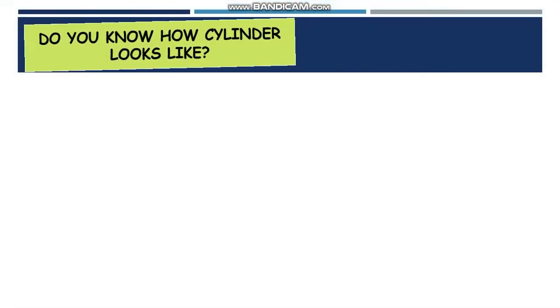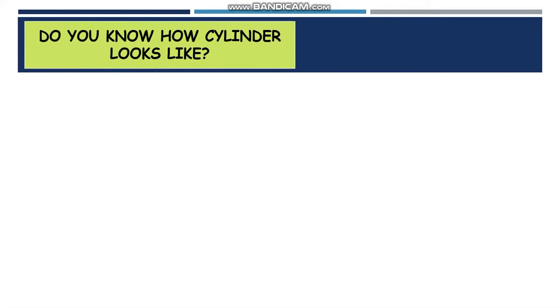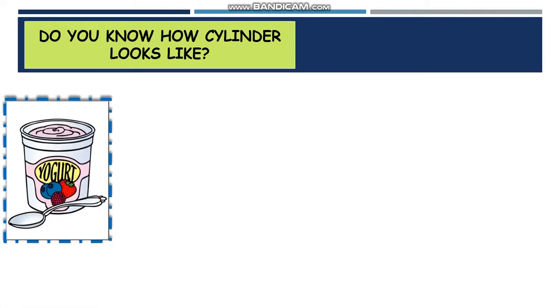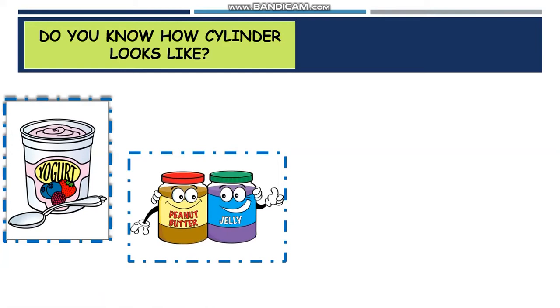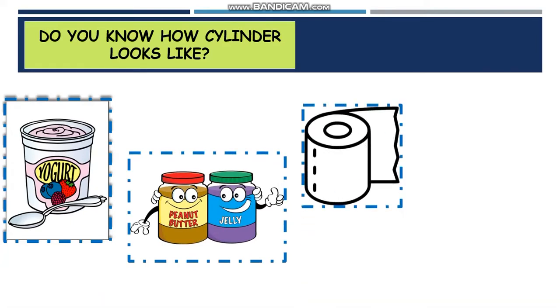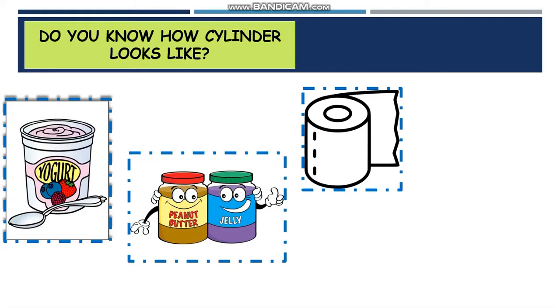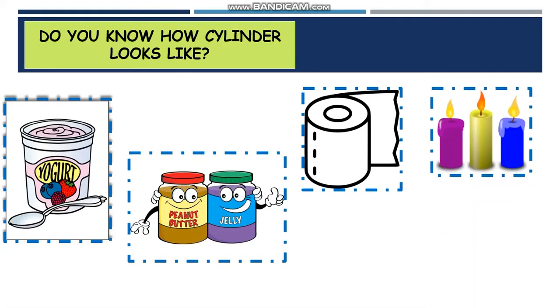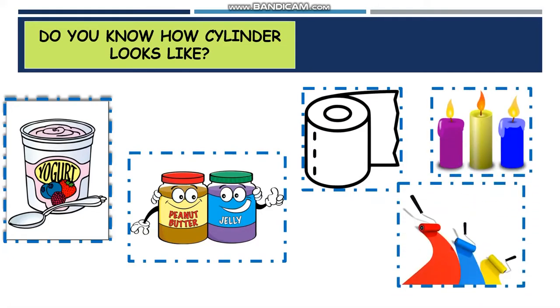Do you know how a cylinder looks like? I think you know it from our previous lessons. Let's look at some real life examples. A jar of yogurt or a jar of peanut butter and jelly, a roll of toilet paper or candles, and a paint roll can be examples for the cylinder.